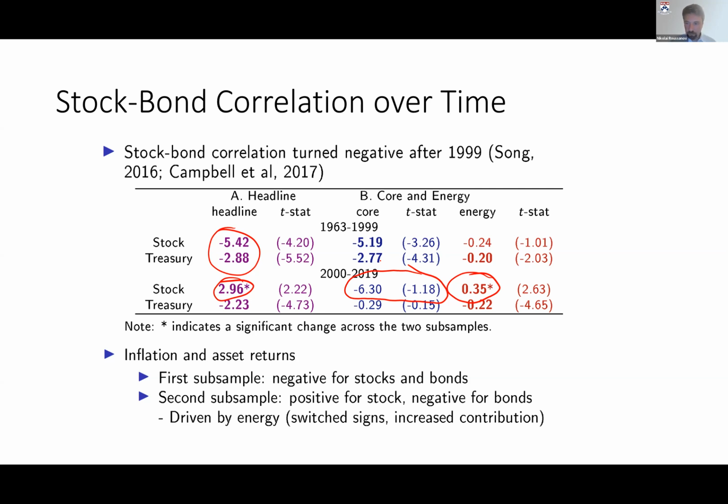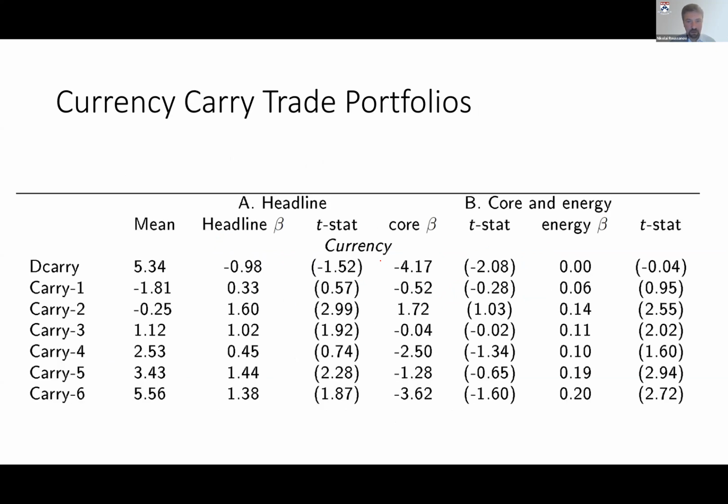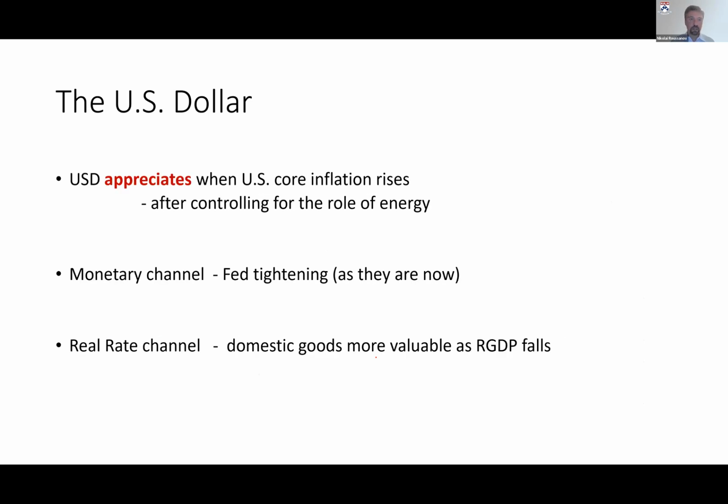Now, I am probably close to out of time. I talked a little bit about other real assets. Currency returns do not provide a great hedge against inflation, especially high interest rate portfolios. Carry trade portfolios are very strongly negatively affected by inflation, just as stocks. The US dollar actually appreciates when inflation is high. Again, we've seen that in part. That is the Fed effect, of course: as the Fed gears up to raise rates, the US dollar appreciates, but there's also a real rate channel there as well.